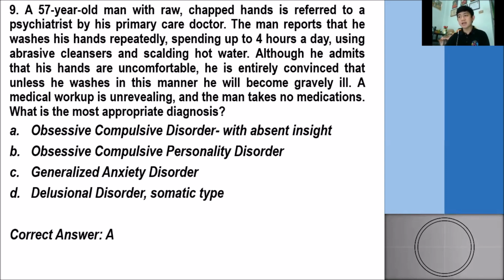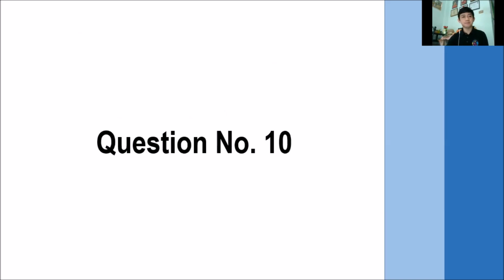So DSM-5 has added an insight specifier to the diagnosis of obsessive-compulsive disorder to acknowledge that persons with a disorder can range from having good insight into the irrationality of their behaviors to having no insight. Okay? And question number 10.